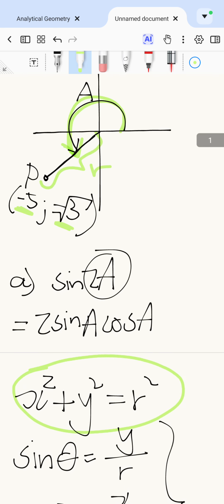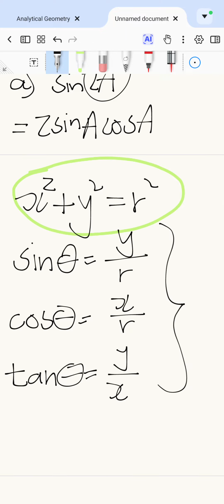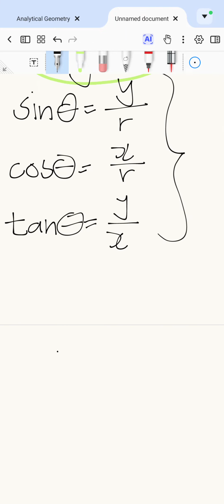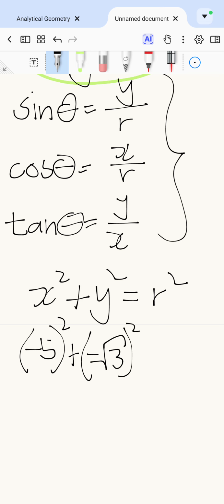And let's just double check our question. So it's minus 5 and minus 3, or minus square root 3. So we're going to say x squared plus y squared equals r squared. X was our minus 5, that needs to be squared, plus y was our minus square root 3, and that's going to get squared, equals to r squared.